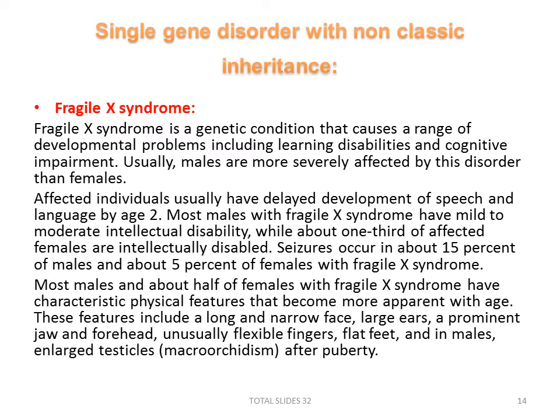group. Now the last group is the single gene disorders with abnormal Mendelian inheritance. We have 3 examples that we will cover. The first example is fragile X syndrome, which is what we talked about at the beginning regarding the trinucleotide repeat mutation.